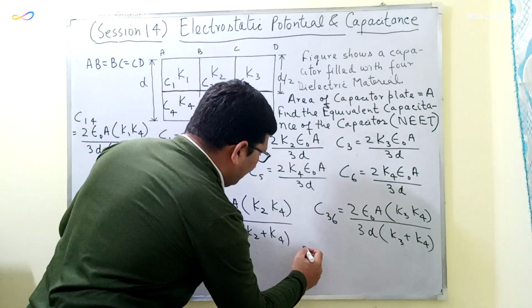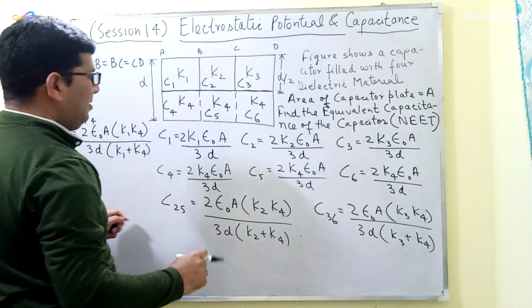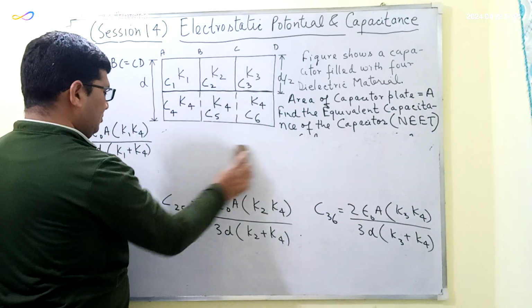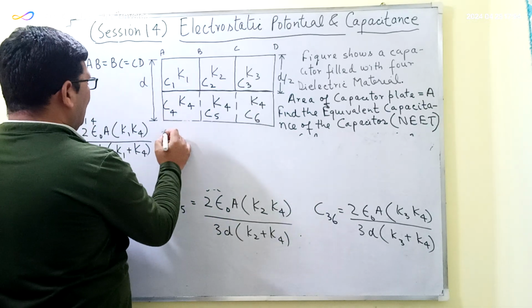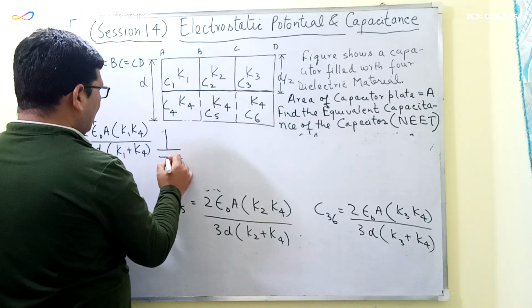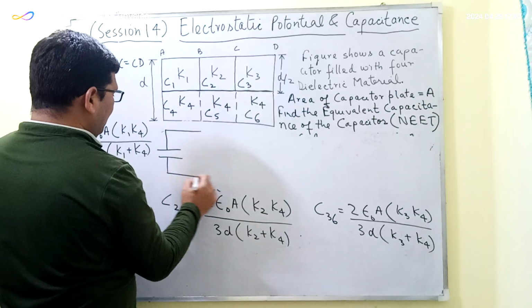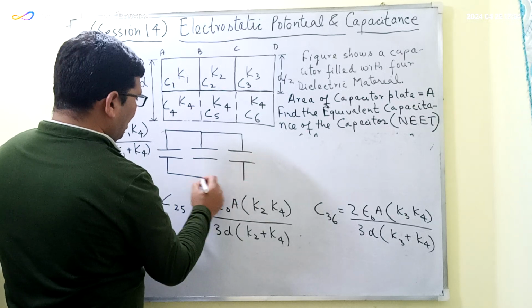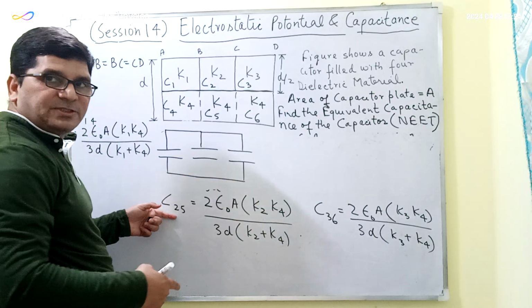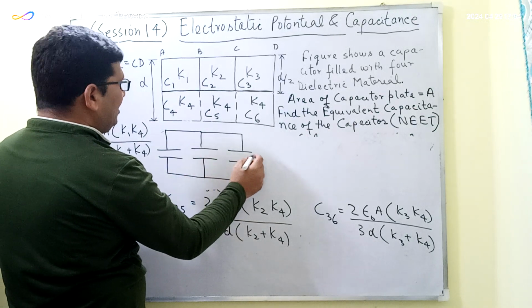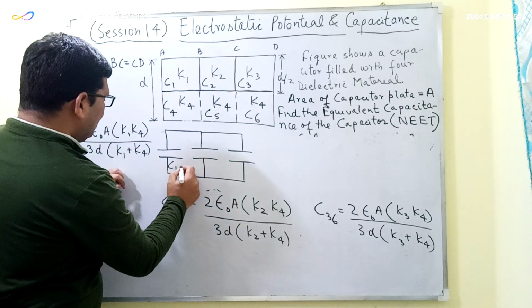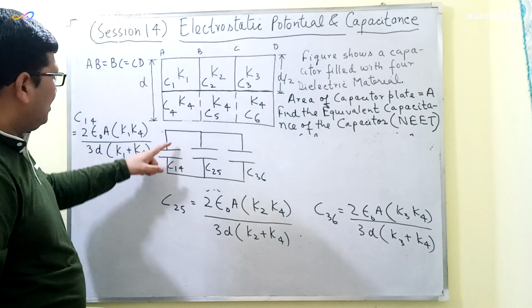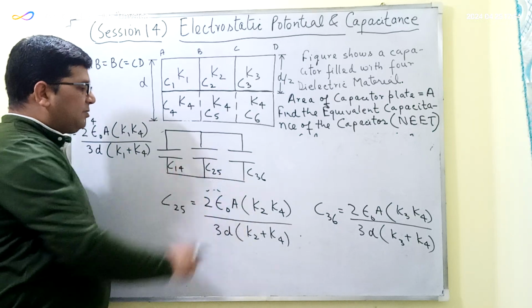Now, if I draw a simplified diagram, I will be showing you how these three equivalent capacitances are connected to each other. So now you can see here, this is C14, the equivalent capacitance of C1 and C4, this is C25 and this is C36. So these three capacitors are now connected to each other in parallel.